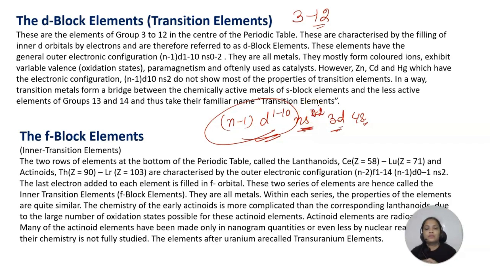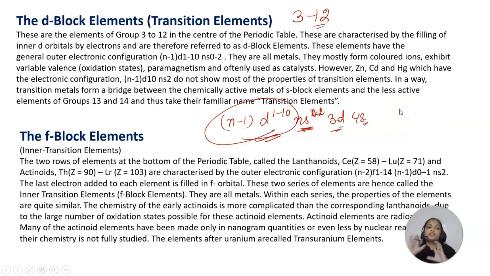Okay, so zinc, cadmium and mercury have a fully filled d orbital, a d10 configuration. So they do not show properties of transition elements, because for transition elements incomplete d orbitals are important, which is why they are colored and all of that. This we will study when we study the D block chapter or the P block chapter separately. So this is just an idea about the configuration.